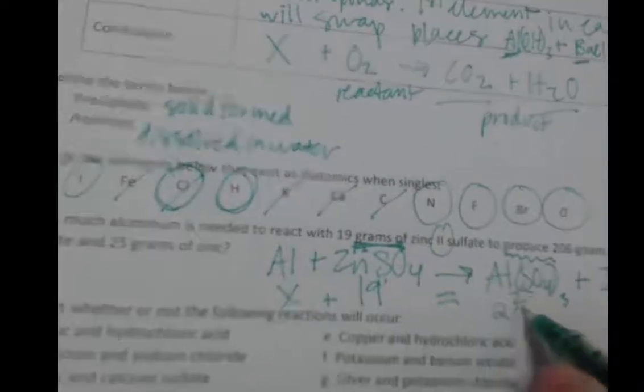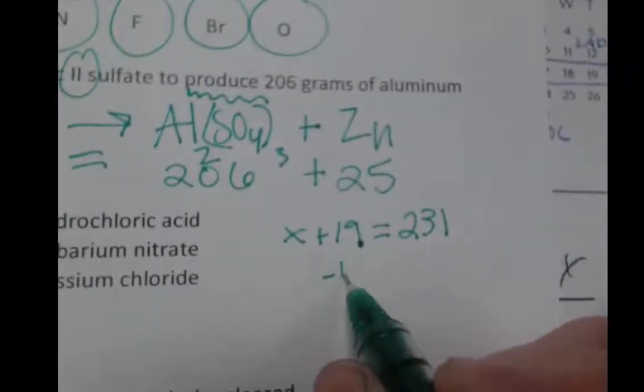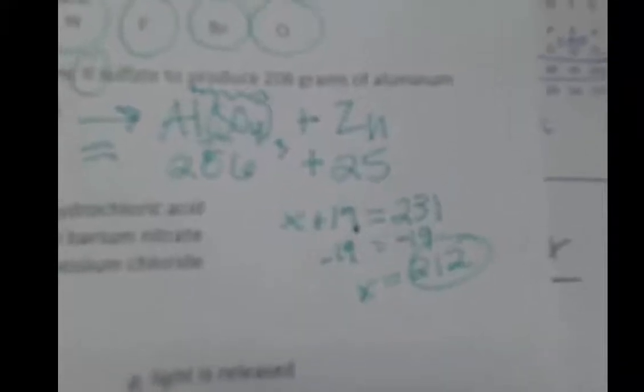We have 19 grams of zinc. We don't know X. The arrow always stands for your equal sign. You're producing 206 grams of this guy and 25 grams of this guy. So I'm just solving for X here. So I'm going to add these two together, which gives me 231. And now to solve for X, all I have to do is subtract both sides by 19, which gives me 212. That's how many grams of, I guess, what was it, water? Aluminum was needed to react.